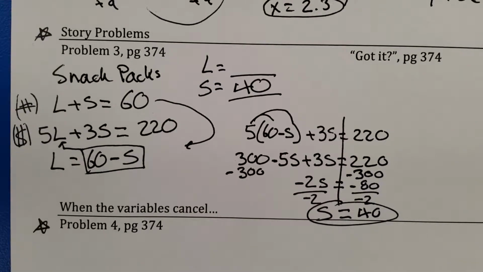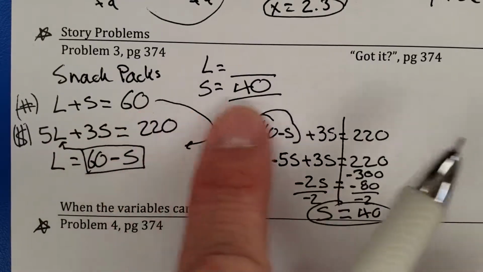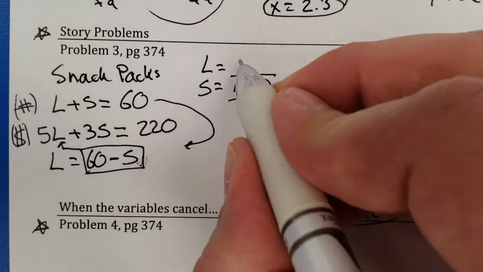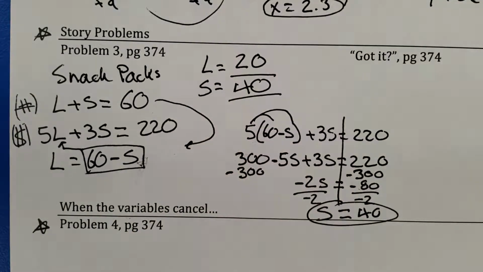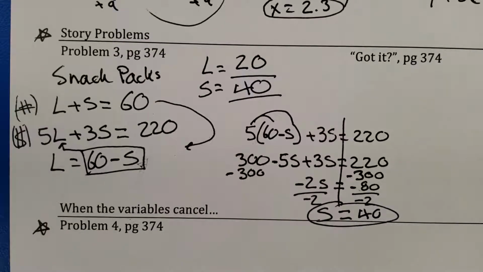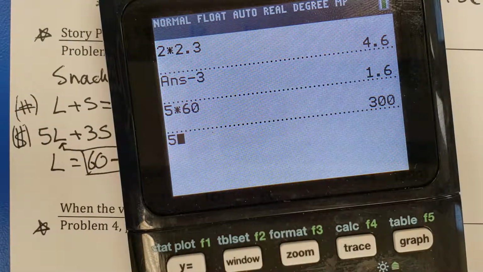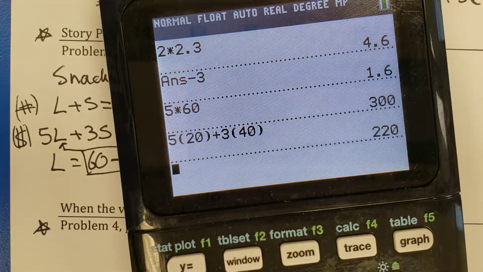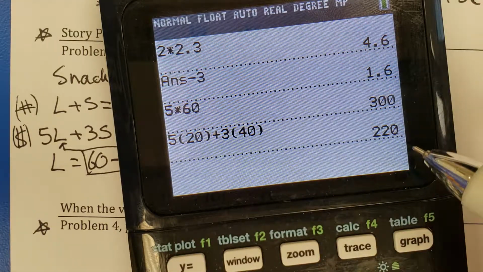Now, mental math, friends, don't think too hard. These ones are kind of easy. I kind of like these story problems. Once you find one of them, the other one's really not too hard to find. If they sold 60 in total and 40 of them were small, I'm guessing that 20 of them were large. Now, let's double check with math. $5 for 20 large snack packs plus $3 for 40 smalls. Boom, $220. Yay, good for us. Double checked.